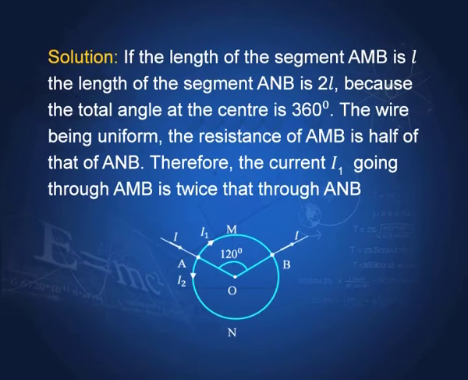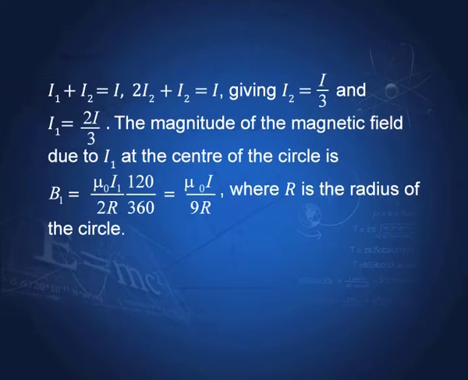If the length of one segment A and B is L, the length of the other segment A and B is 2L, twice. Why? Because this is 120, that angle is 240, so it is twice. The wire being uniform, the resistance of this is half of the resistance of that. Therefore, the current I 1 is twice I 2. Now, I 1 plus I 2 is I, because the total current is I. I 1 is twice I 2, so 3 I 2 is I, therefore, I 2 is I by 3, and I 1 is twice that, so it is 2 I by 3.